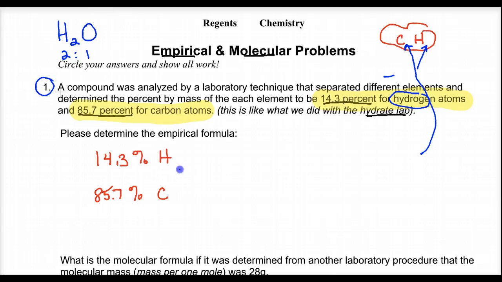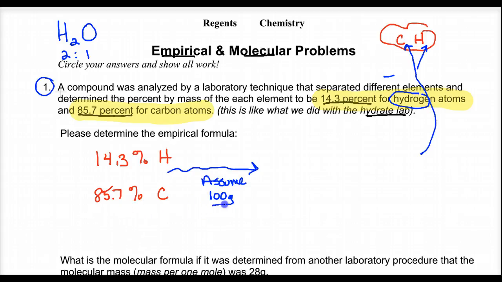The first thing, I'm going to make a donkey out of you and me, and we're going to assume. When you assume, we'll leave it at that. We're going to assume a 100-gram sample. Now, why can I assume a 100-gram sample? Well, because a percentage, my friends, is just really a fraction. If I have half the cake, I eat half the cake, but the cake can be any size.